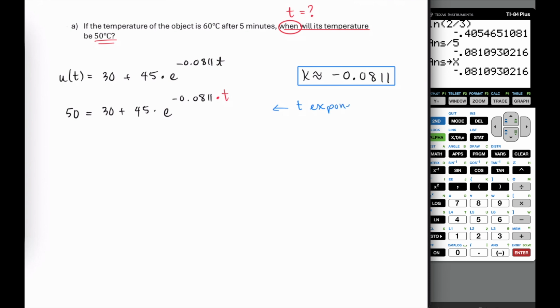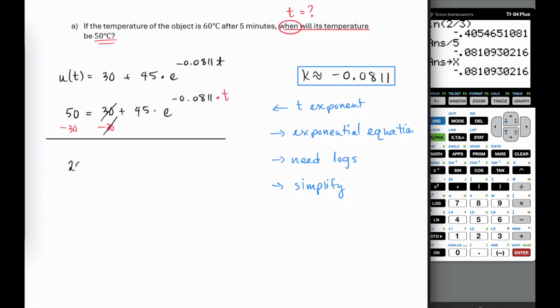And again, let's notice that that t value is in the exponent, which means that this is an exponential equation, and we're going to need logarithms. So we'll simplify as much as possible before we bring them in. We start by subtracting 30 from both sides. So we get 20 on the left is equal to 45 times e raised to this rounded off decimal. Remember, we're going to need to use all the decimals from our calculator when we do our final computation.